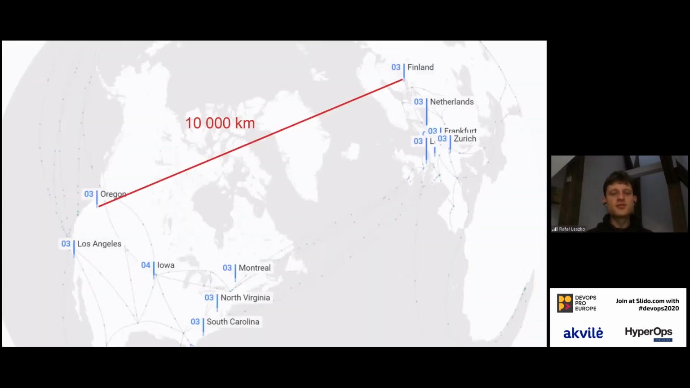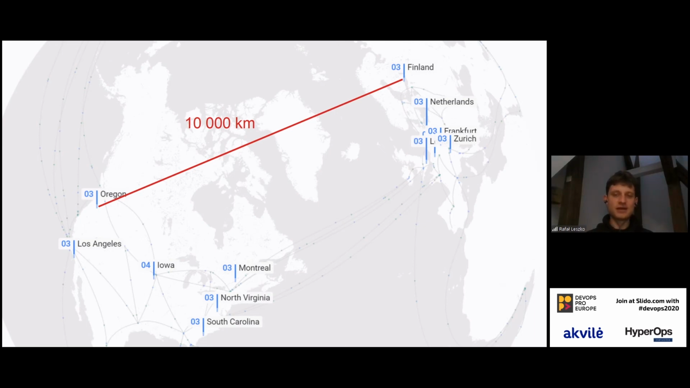The thing about different regions is that regions are far away, and we cannot change it. Here is a nice tool from GCP where you can interactively see what regions are covered. And if you see from Finland to Oregon, it's 10,000 kilometers.